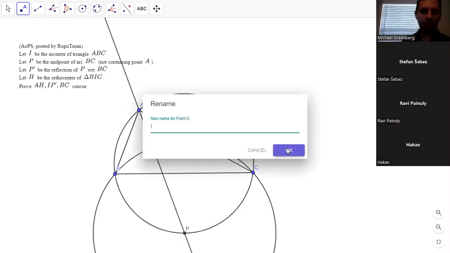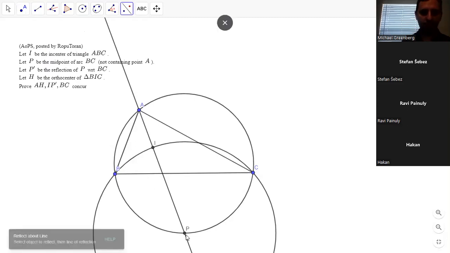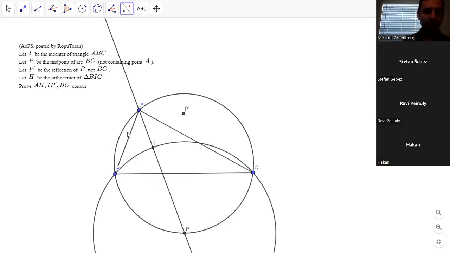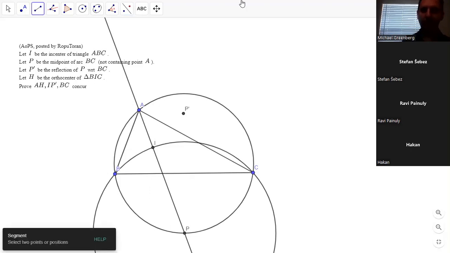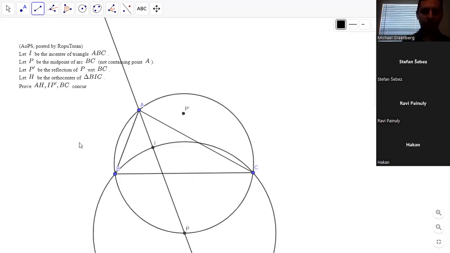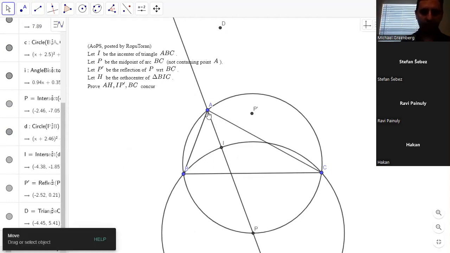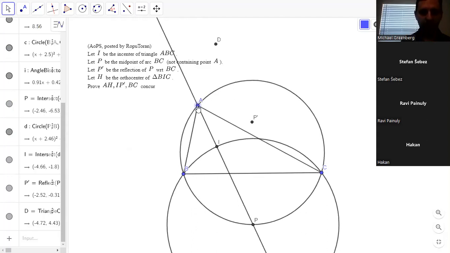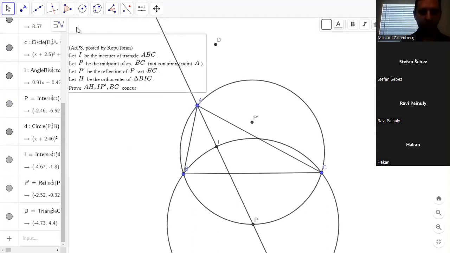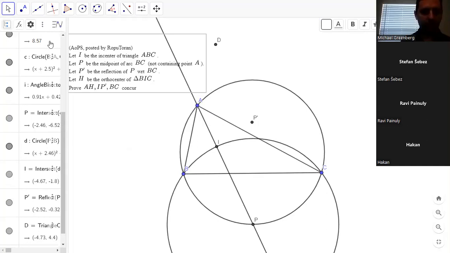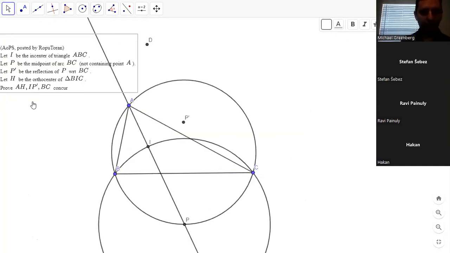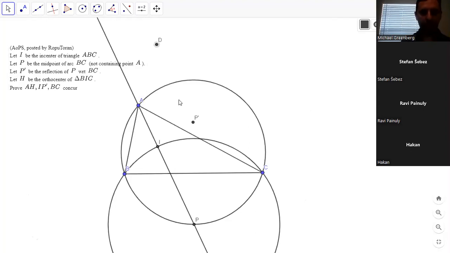And then we draw the reflection of P over BC. And then we have the orthocenter of BIC. And it's way up there. Let's see if I can bring it down a little bit. There we go. So that's point H. Let's close this. And we just want to show AH, IP prime, and BC concur.